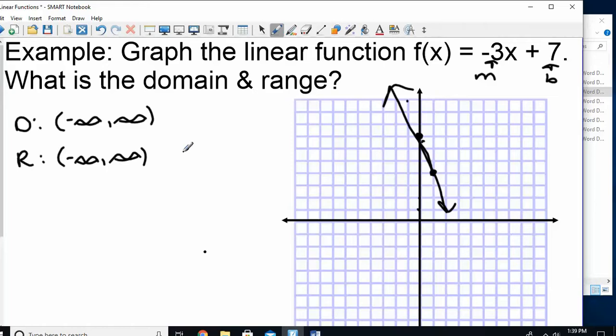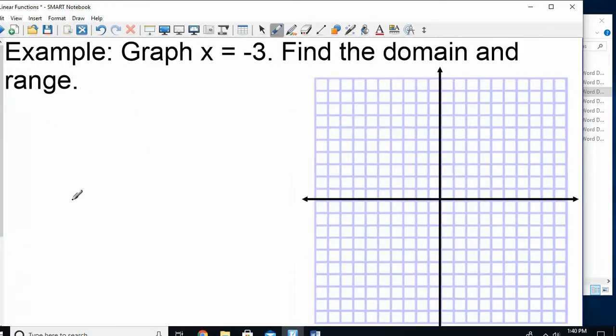Questions there? Do I need to graph another one? Let's do just a couple variations. I want to make sure we're okay with those before I move on. Okay. If it is x equals, what kind of line do we have? Vertical. X equals is a vertical line.